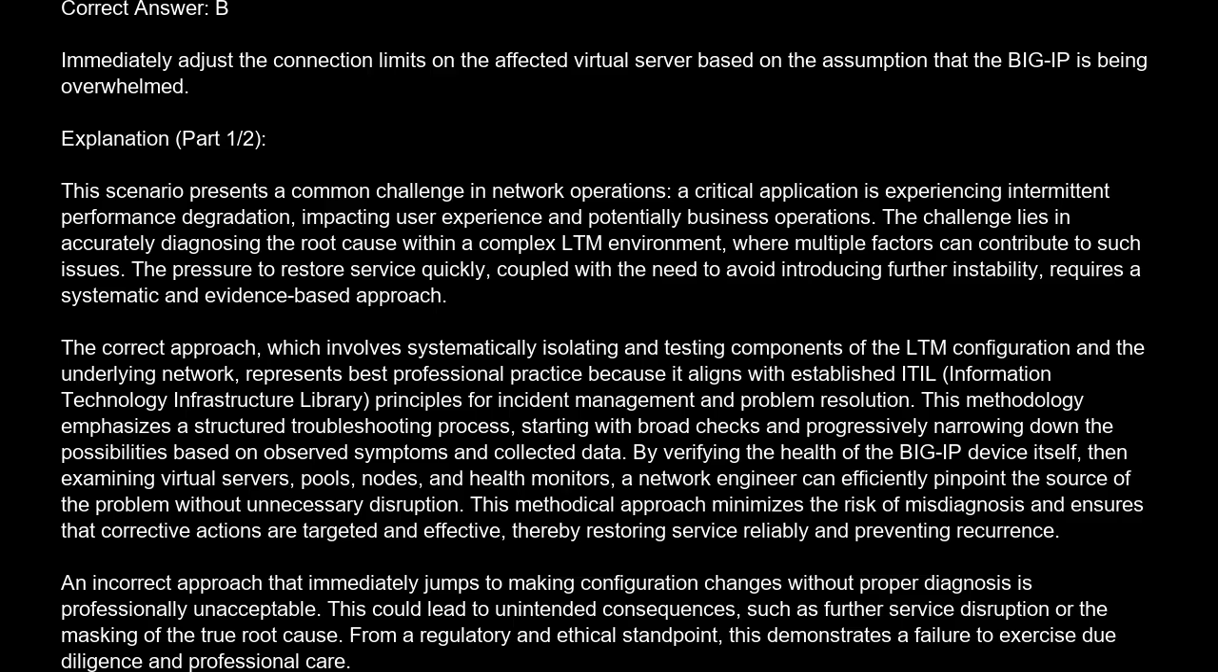problem resolution. This methodology emphasizes a structured troubleshooting process, starting with broad checks and progressively narrowing down the possibilities based on observed symptoms and collected data. By verifying the health of the BIGIP device itself, then examining virtual servers, pools, nodes, and health monitors, a network engineer can efficiently pinpoint the source of the problem without unnecessary disruption.